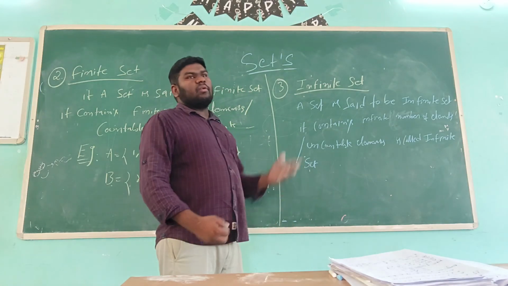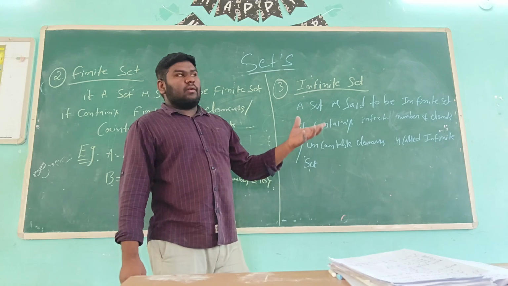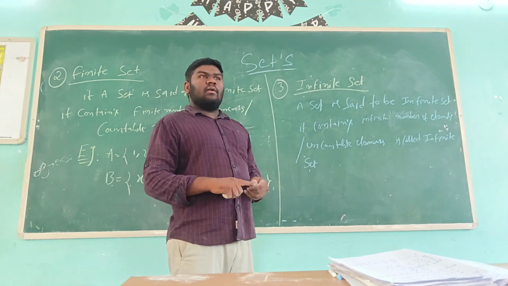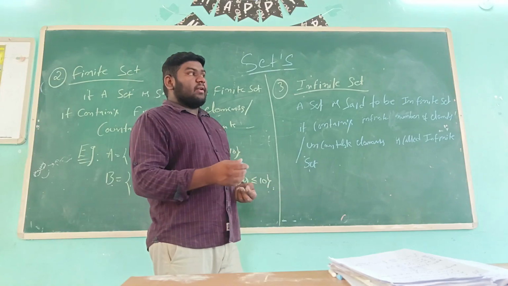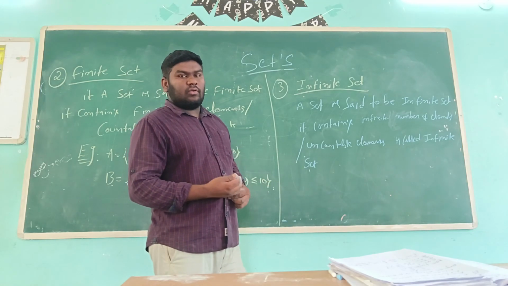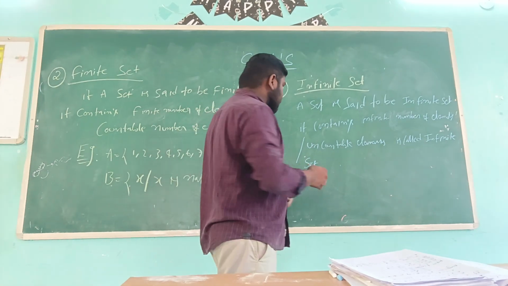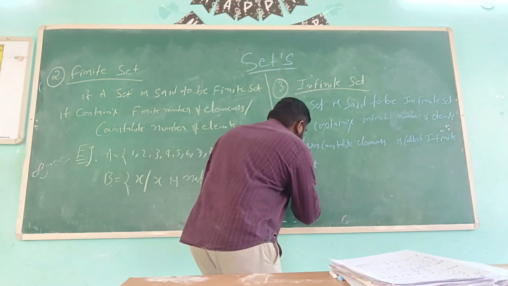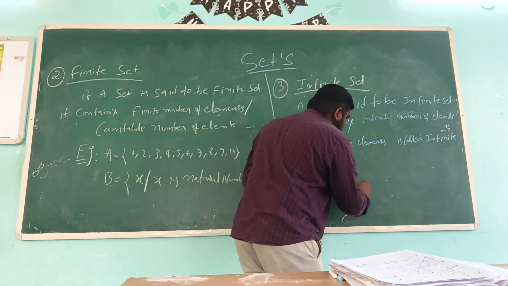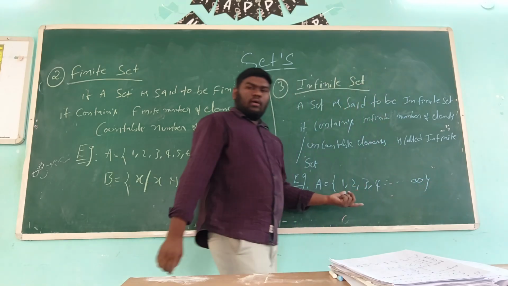For example, count the number of stars. We don't know. Understood? It is an infinite number. What is the largest number in mathematics? We don't know. This is called an infinite number. Understood? Example of an infinite set: A is equal to 1, 2, 3, 4, and so on, up to infinity. We don't know.